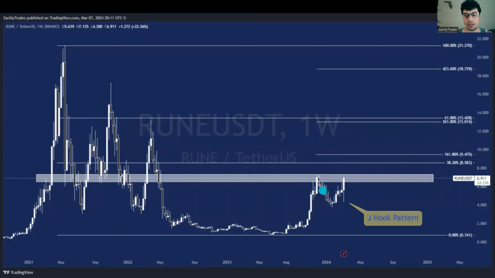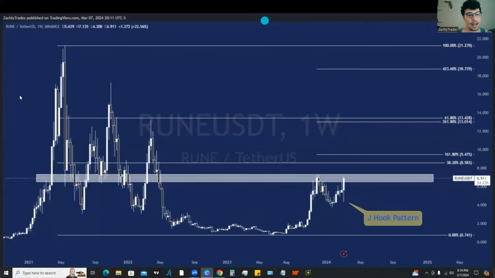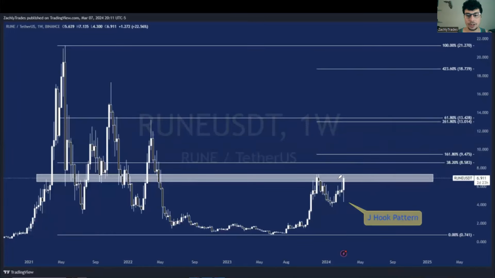And so the first one that we've got here is our J hook pattern. The way that this is going to play out is this is going to be your J hook. So we have the bottom of the J hook starting here, and it would look something like this. And that forms your J, a nice little J. Essentially all we need to do is break out the recent highs. So if you take out the most recent highs right here, then we have a high chance and high probability of getting this J hook pattern.